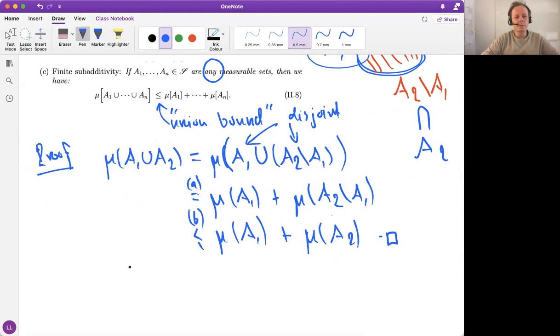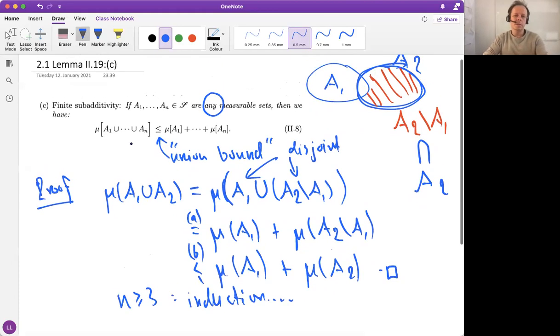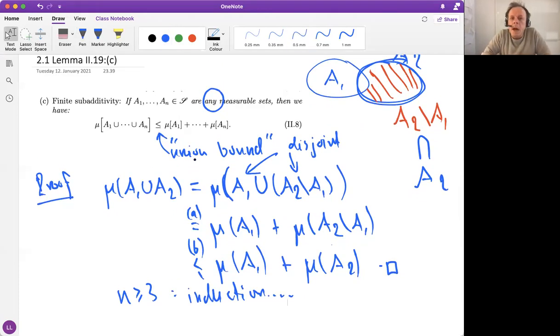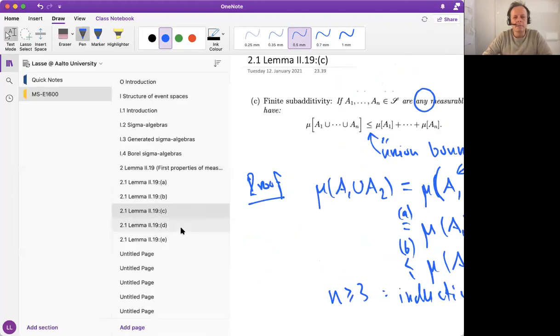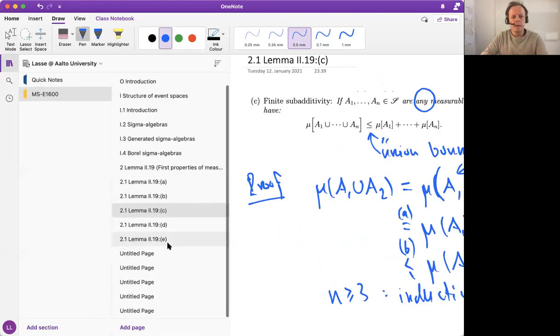What about more than two? When n is bigger than 2, we can do induction. There was a discussion on Monday about whether we can do induction proofs for things. So this is one case where maybe induction is the easiest way to do it. Are there questions about this part C? Very good, no questions. Or shout it out if you have, just open your mic if you have a question. Otherwise, I try to go a bit quicker because some things are quite elementary.